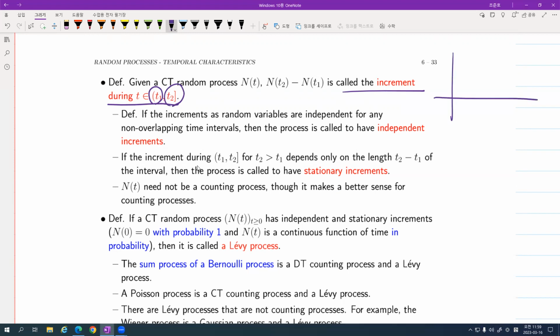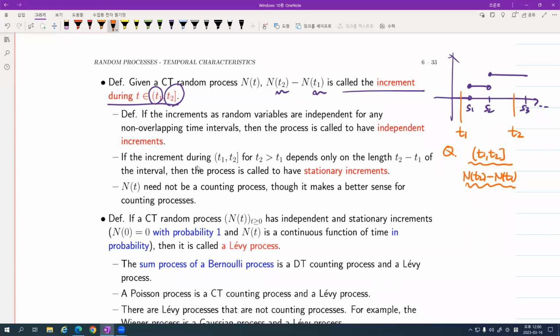So given a sample path, something like that, we select 2 time instants. Let's say, okay, this is T1 and that is T2. And my question is, what is the increment on this interval, T1 to T2? Increment is what? N of T2 minus N of T1, which is what? The number of arrivals within this interval. Got it? That is the increment. So what is that? 1, 2. Got it? So in this case, this is 2.